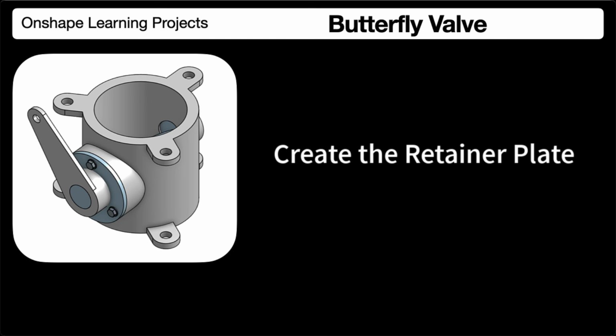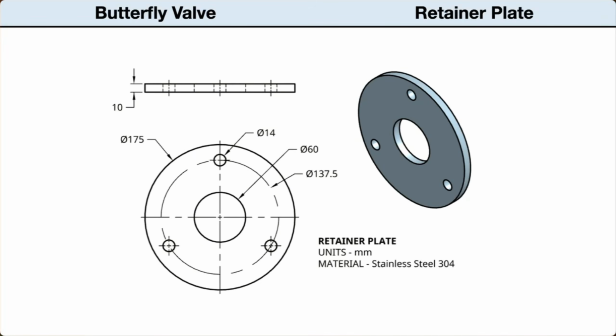In this segment, we will create the retainer plate for the butterfly valve. Let's look first at the drawings of the part. The plate has an outside diameter of 175 millimeters. The concentric center hole has a diameter of 60 millimeters. The 3 evenly spaced holes are coincident to a center line circle with a diameter of 137.5 millimeters. The holes have a diameter of 14 millimeters. The thickness is 10 millimeters.